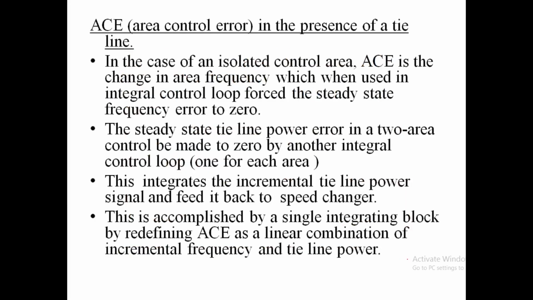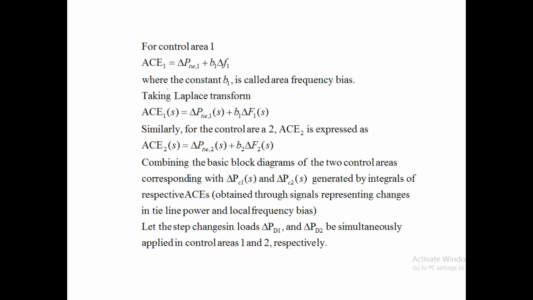Now this area control error means we have to reduce that error to 0. For that we are employing an integral control loop for each area. This is accomplished by a single integrating block by redefining all area controllers. So to make that area controller, we are introducing an integral controller.